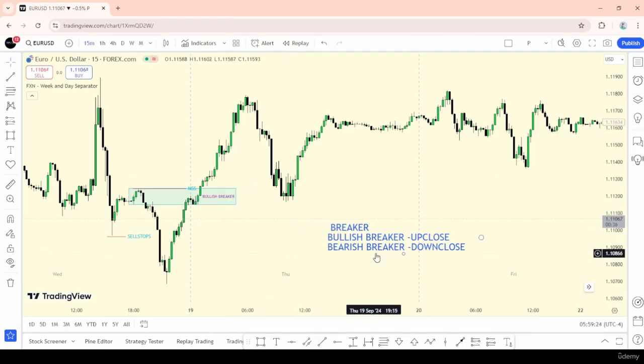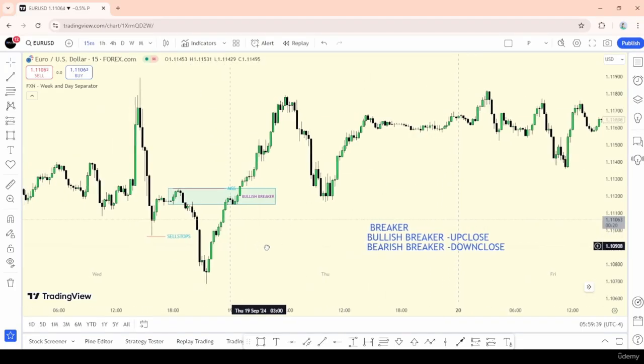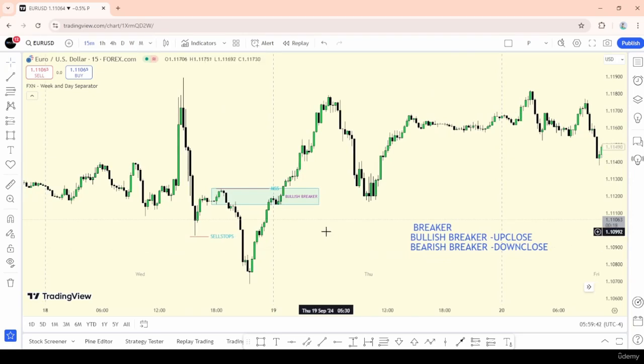I'll also show you a bearish breaker. What is a bearish breaker? A bearish breaker is a down close candle before a down move. So let's go to the chart and identify one example of a down close candle, of a bearish breaker.